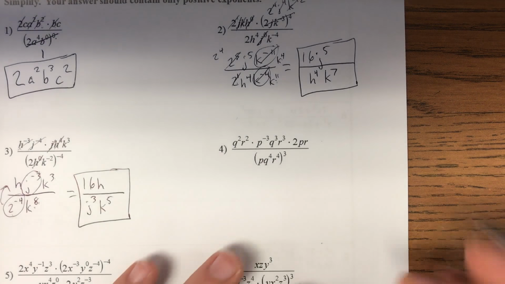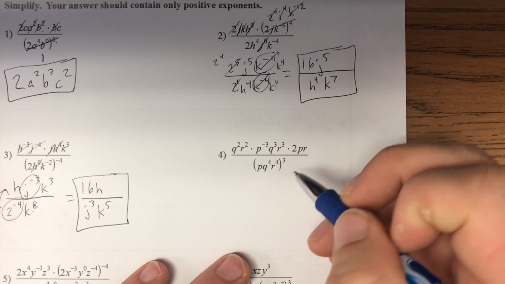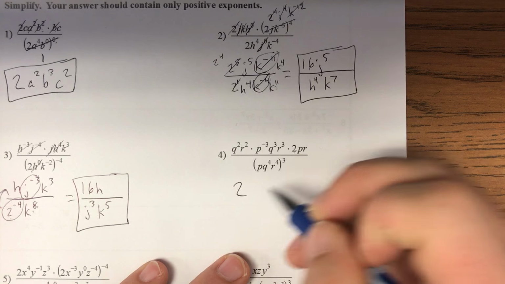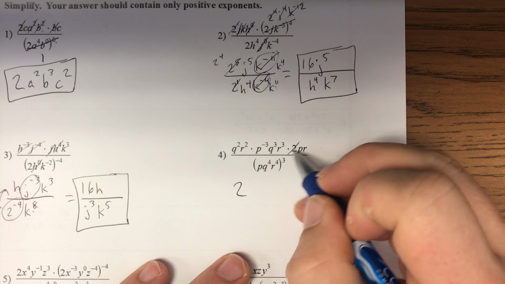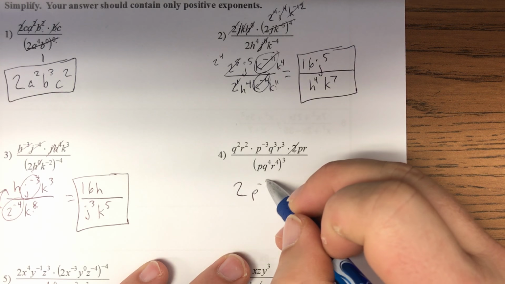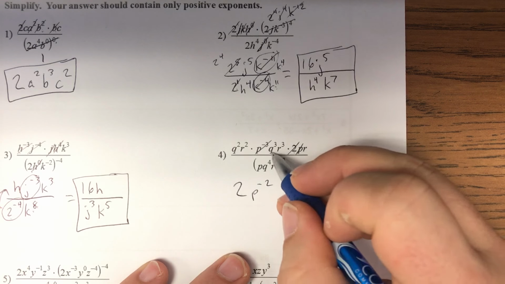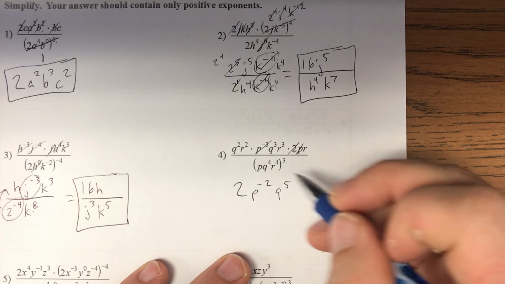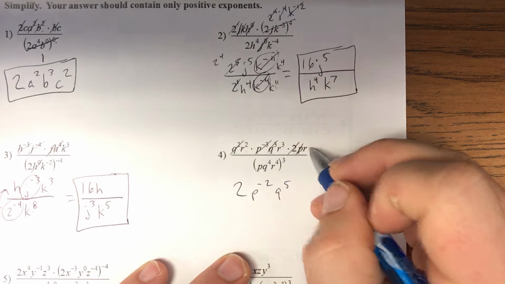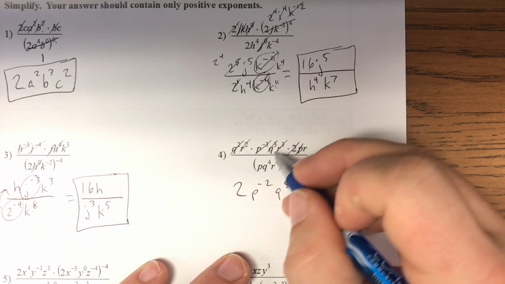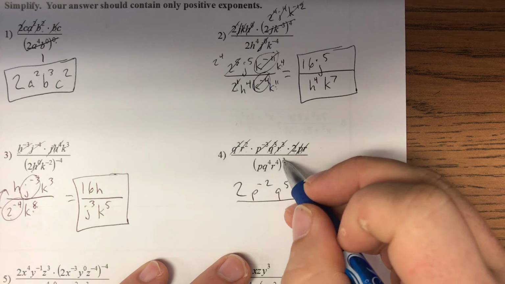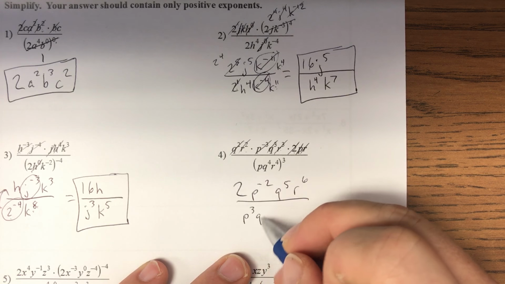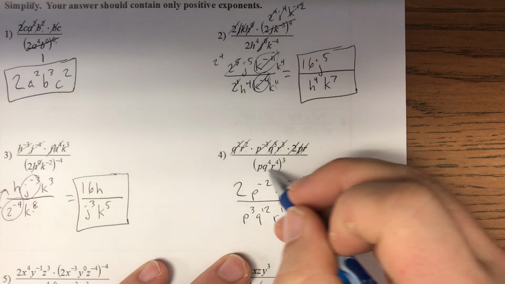On number 4, we're going to go ahead and combine where we can, and so we've got 2. That's done. I've got p to the negative 2nd, q to the 5th, and r to the 6th. We'll distribute this 3, p to the 3rd, q to the 12th, r to the 12th.